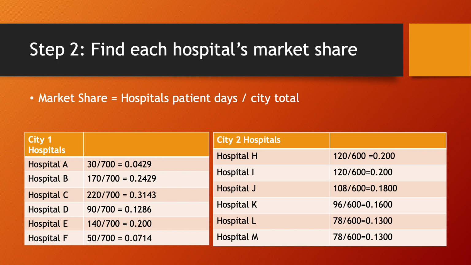So next, what we're going to do is calculate the market share. What we would do is divide the hospital patient days by the city total. So, for example, hospital A, we have 30 total patient days, and we divide it by the city total, which gives us 0.0429. And we do that for each of the hospitals in both cities.